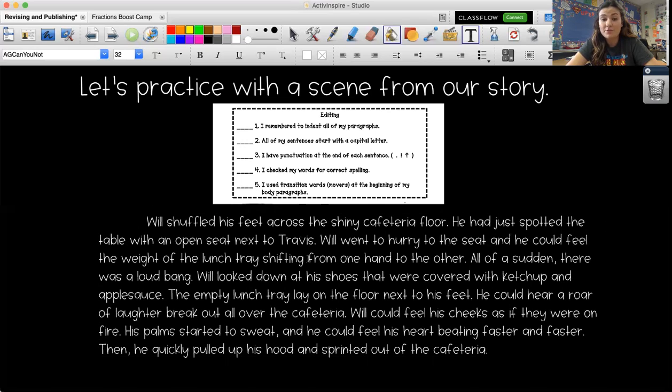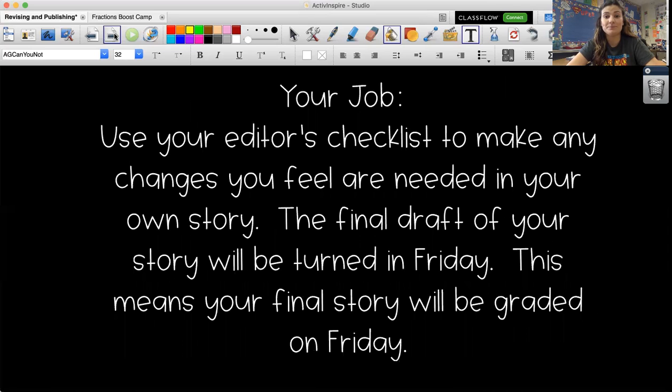So you can see for number five, transition words, we have then right here. So we know, and then all of a sudden as well. So we have two transition words in this one paragraph. So we've checked through to make sure we have punctuation, sentences start with a capital letter. We indented the paragraph, we changed the spelling of the ones that were wrong, and we checked for transition words. So all five of those have now been checked.